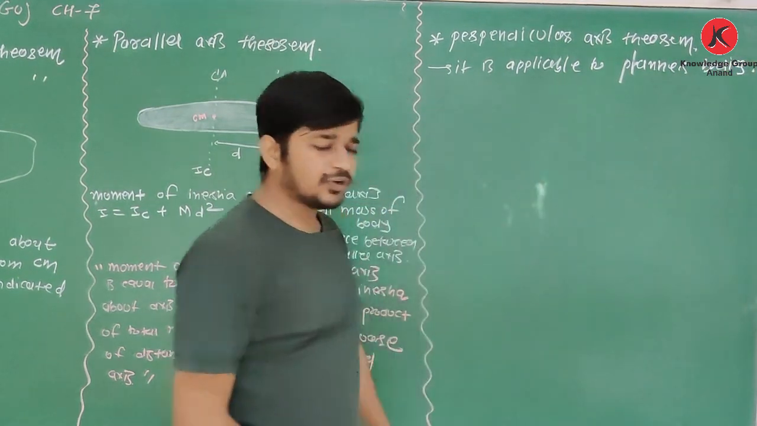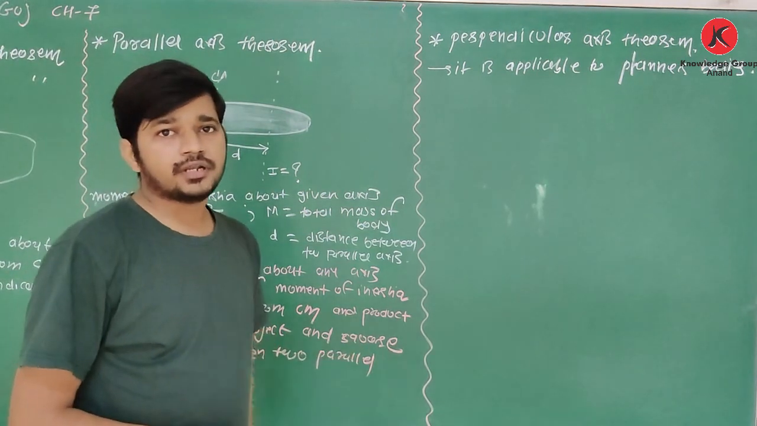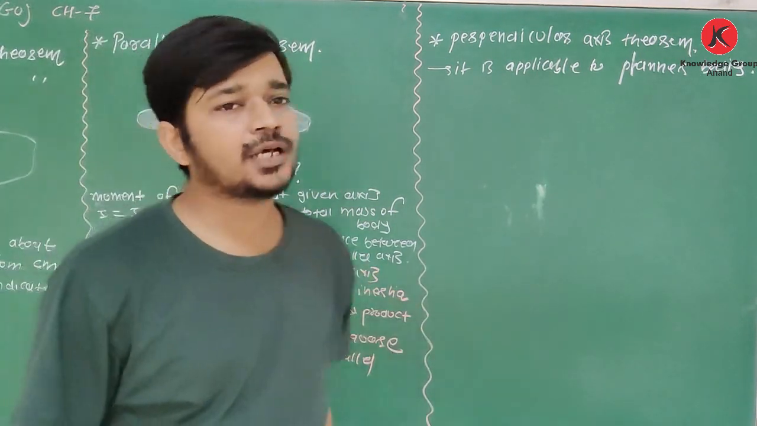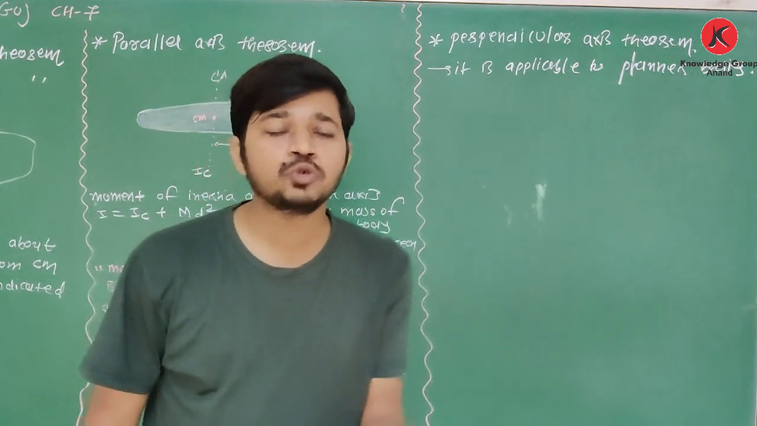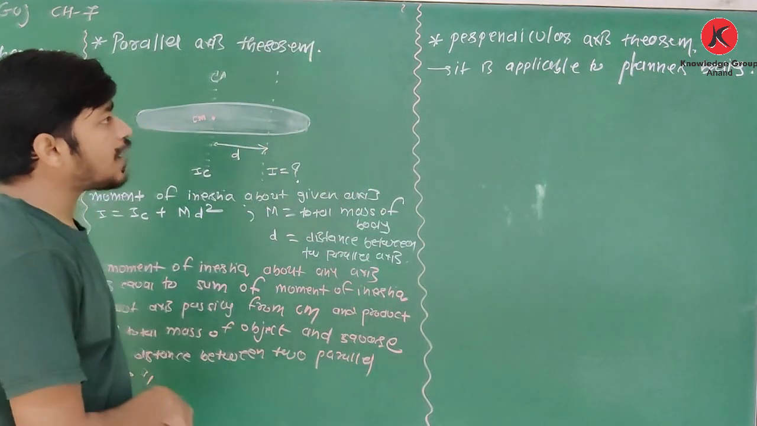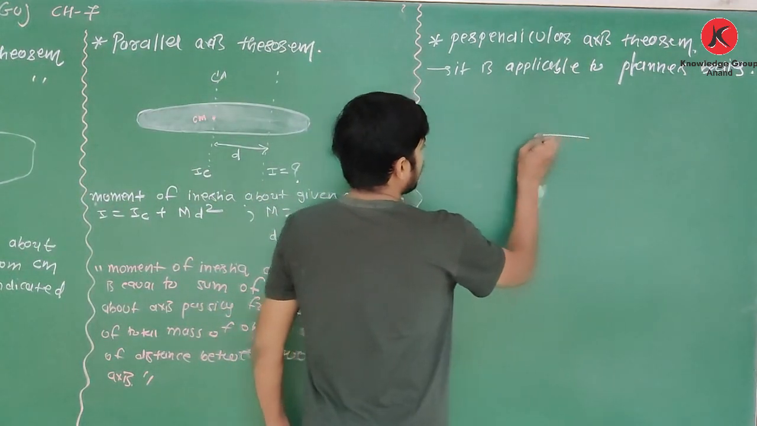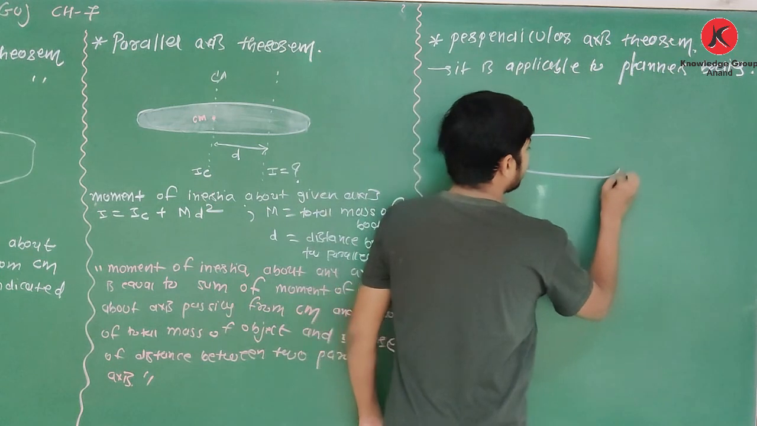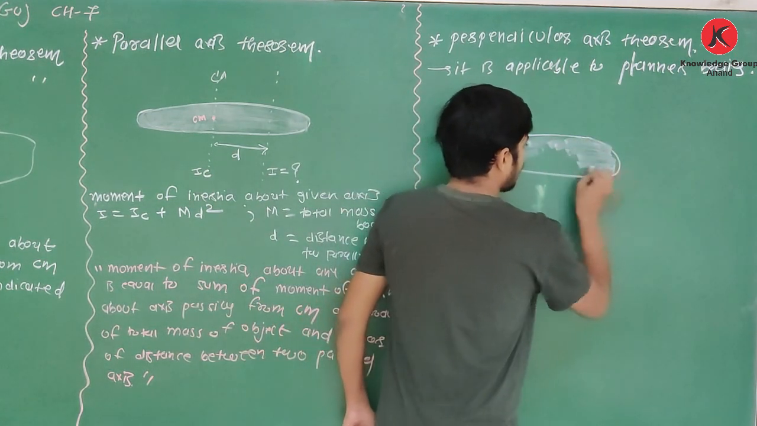For example, a planar body means a disk is one planar body. This board is one planar body. Having a plane means the object lies in a plane, in two dimensions. So if I take one planar body, for example, I have one disk like this. Yes, it is one disk.